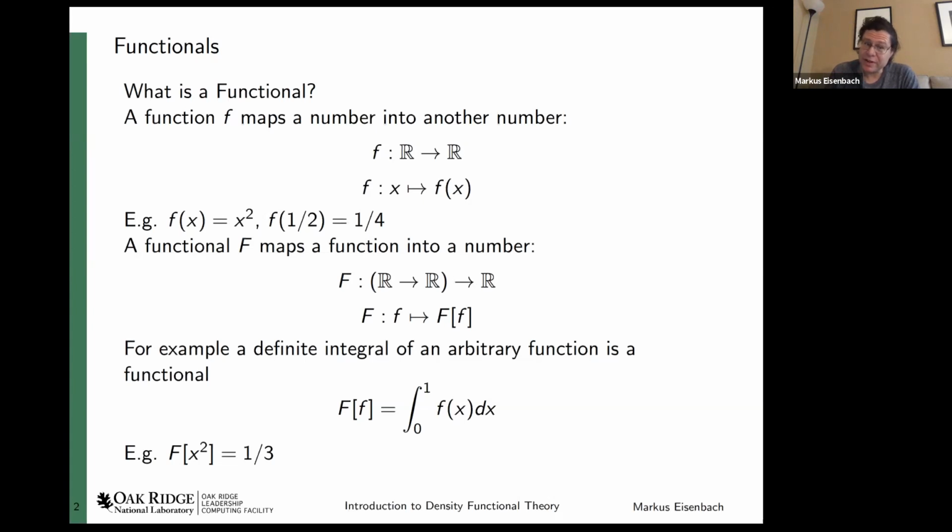So one example of this would be a definite integral, for example. I have here a functional that is just the integral of an arbitrary function from 0 to 1. So this functional of x squared, for example, would now be 1/3. If we put in a different function, we get a different number.